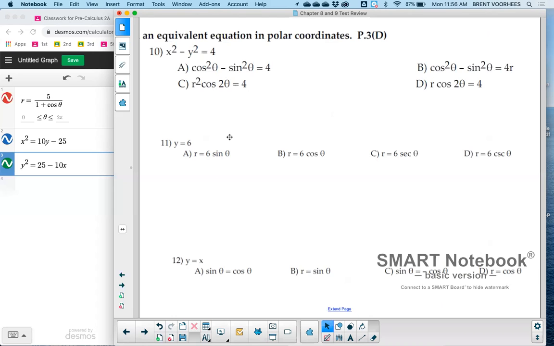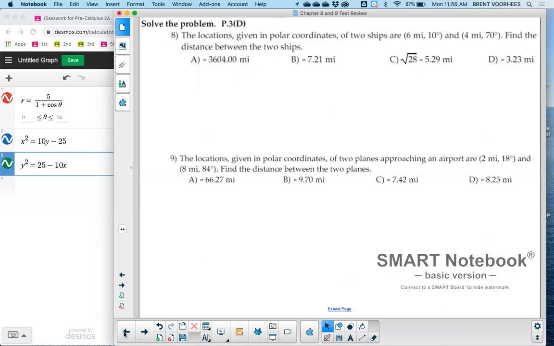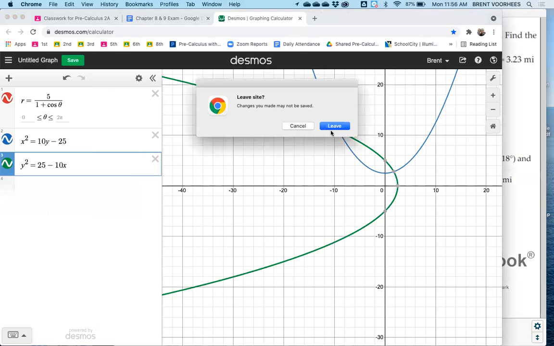Okay, that leaves us just one type of problem left. It's what we call polar distance. If I give you two polar coordinates and I ask you to find the distance between the two, there is a calculator for that. So let me close this one now.